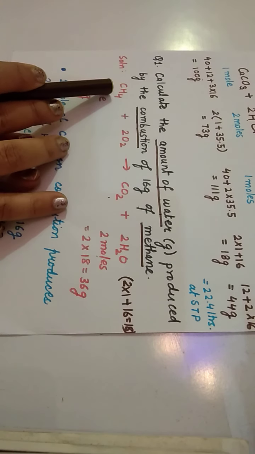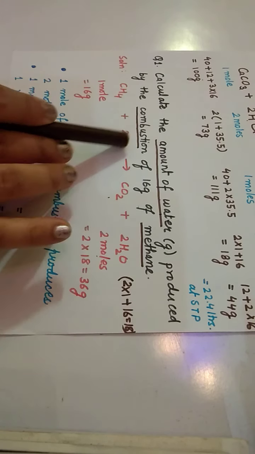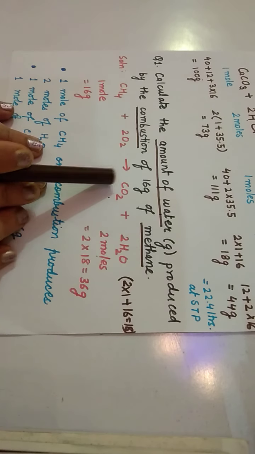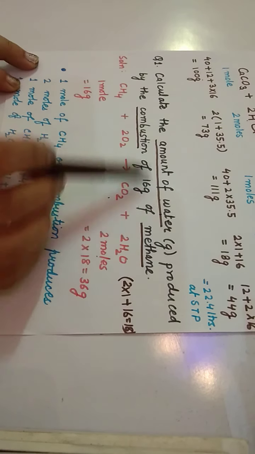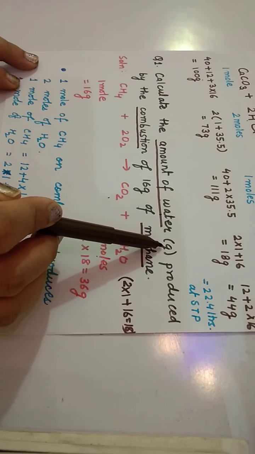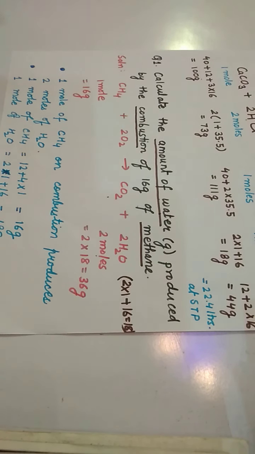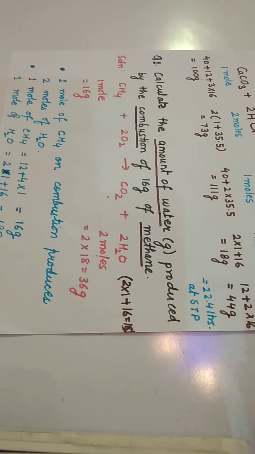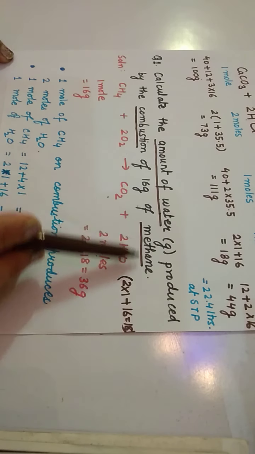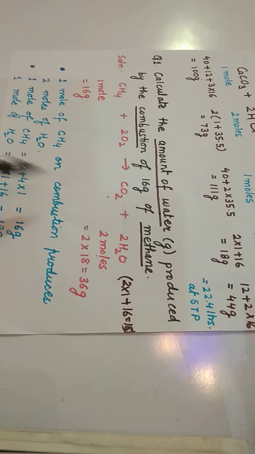So 1 mole of CH4 will react with 2 moles of oxygen to produce 1 mole of CO2 and 2 moles of water. Now what you need to find out is the amount of water in grams. Mass you need to find out for water. So what you need to find will be on the right side. Now, on combustion of 16 gram of methane.